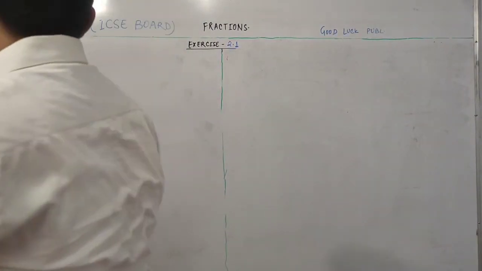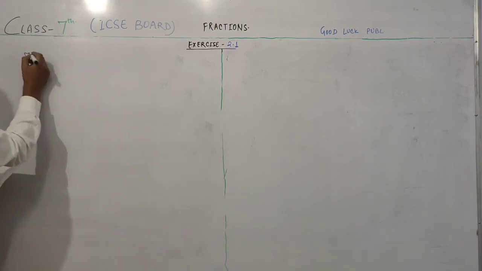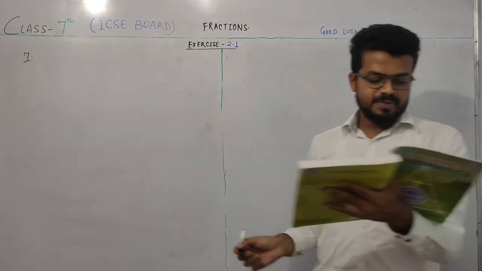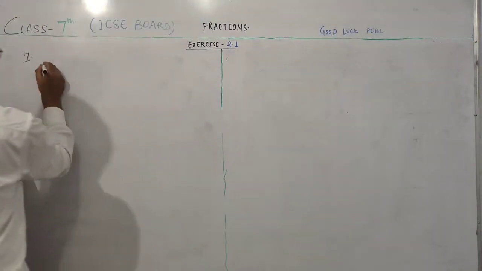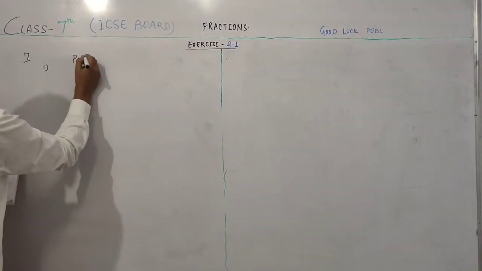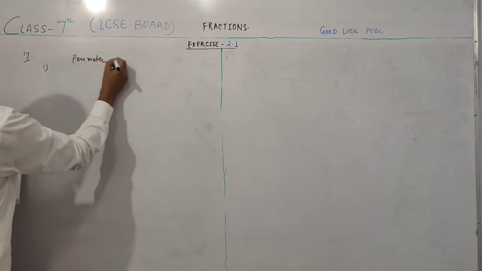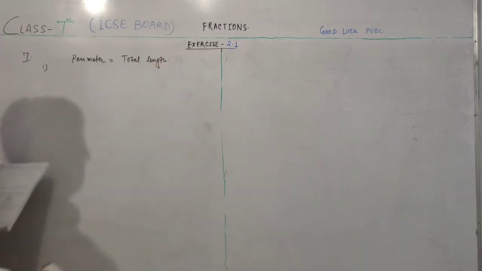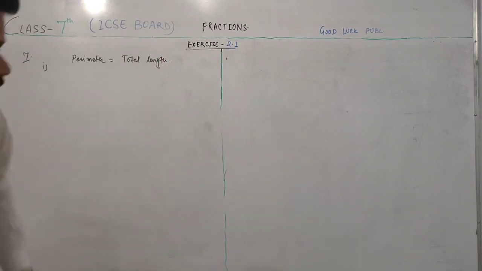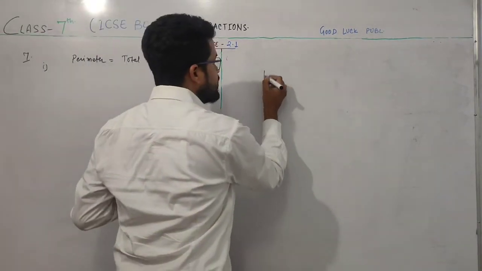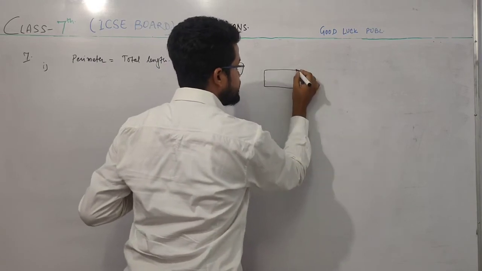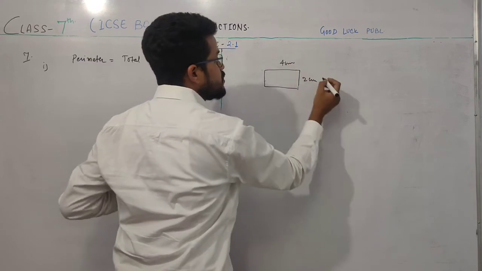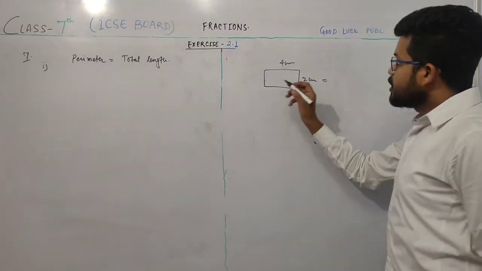So here is question number 7. In question number 7, find the perimeter of the given shapes. Find the perimeter. What is perimeter? Perimeter means total length. Okay, total length. Perimeter means, if I have a rectangle, this is 4 centimeter, this is 2 centimeter. So perimeter is simply the total length.